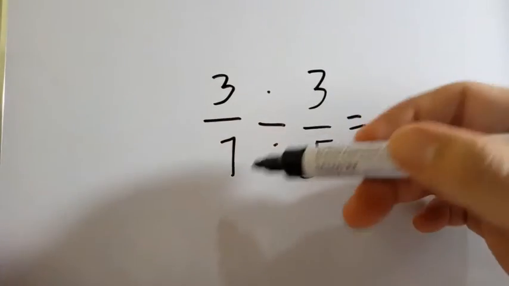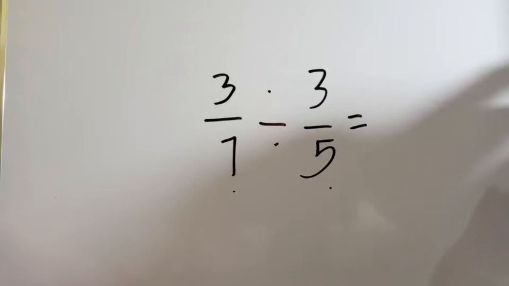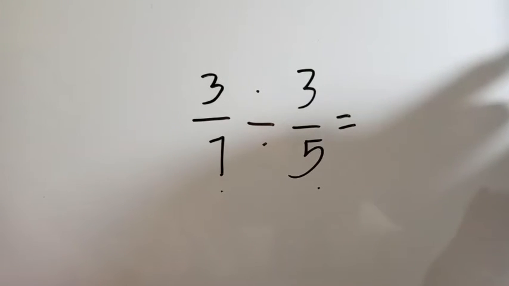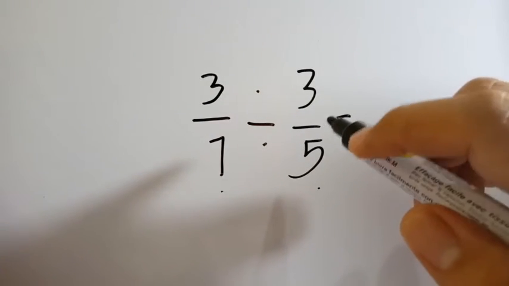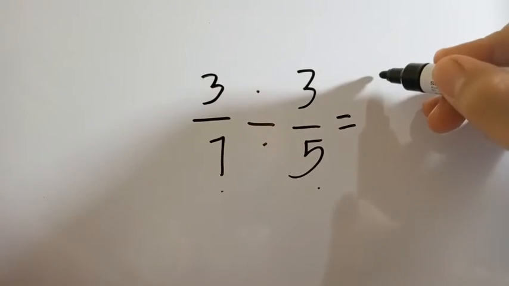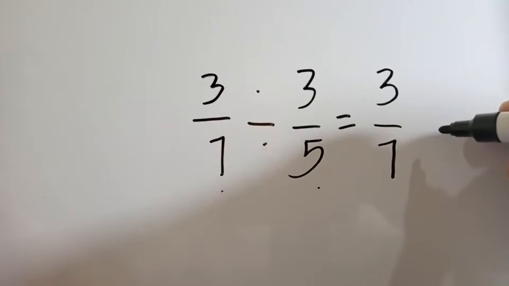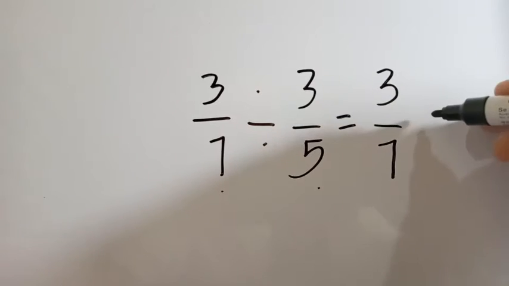First, we call this the dividend and this one the divisor. In dividing fractions, we call this the dividend and the divisor. So the dividend, we just copy the numerator and 3/7. So ang ating itatranslate natin yung 3/5 sa 5/3.